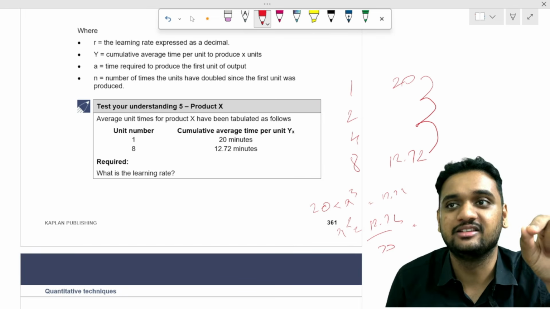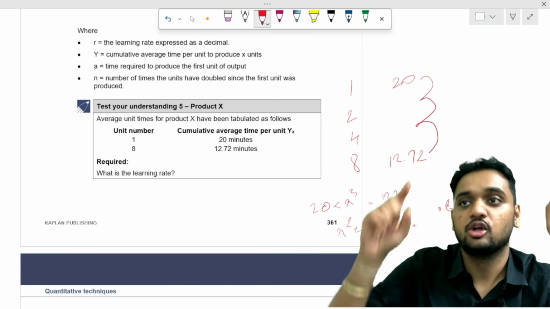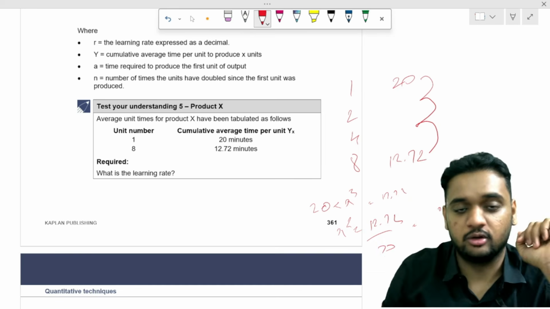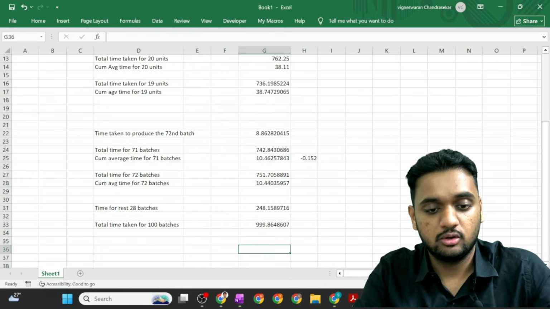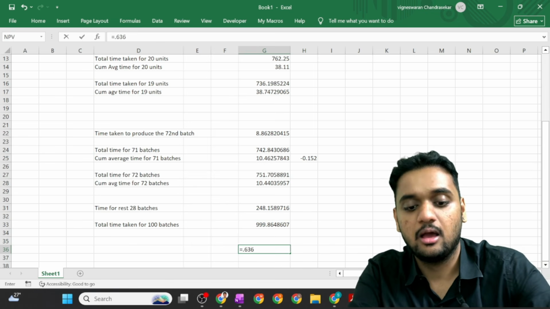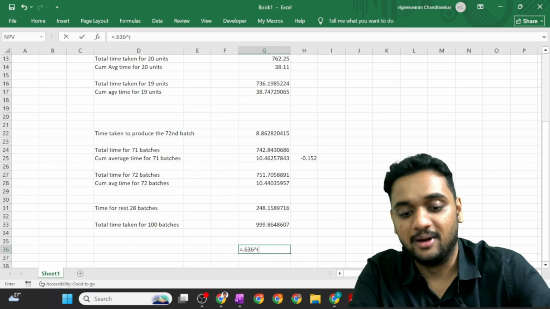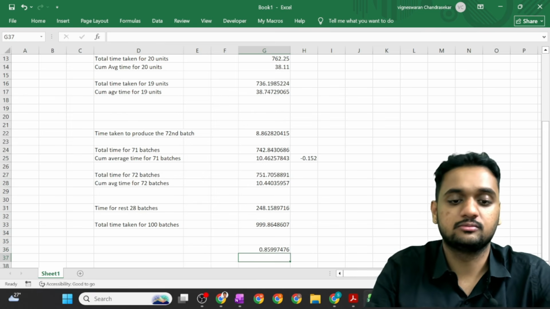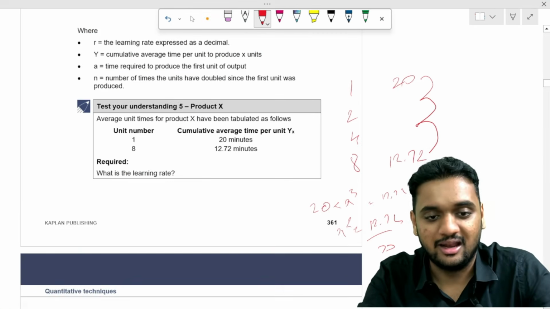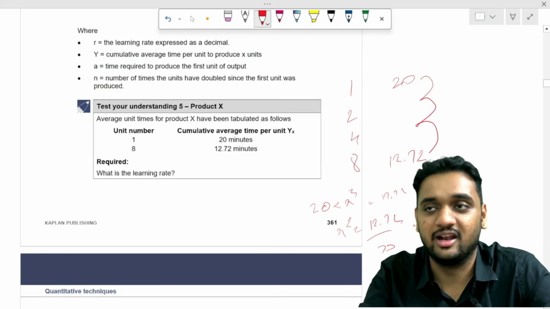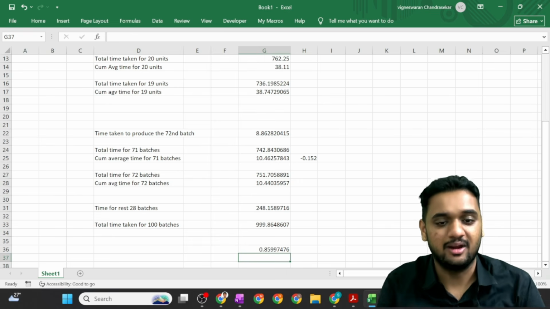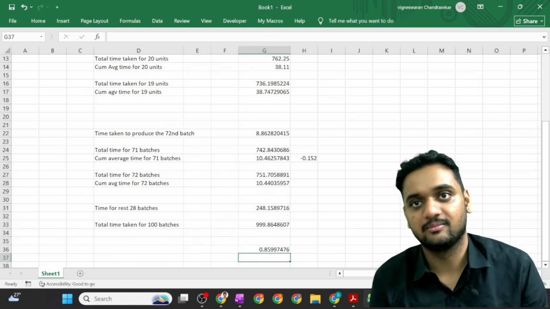Now x is equal to 0.636 to the power 1 by 3, and you put the 1 by 3 in brackets. So x equals 0.636 to the power of brackets 1 divided by 3. What is your learning rate? 0.8599, which is nothing but 86%. Some rounding error is there.